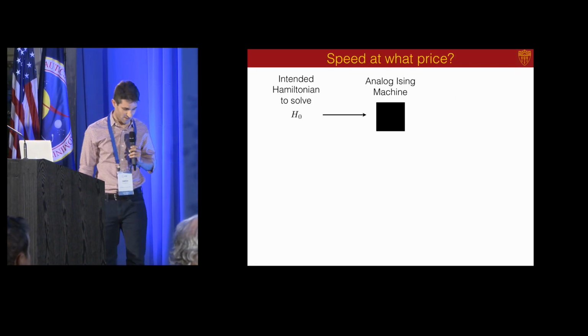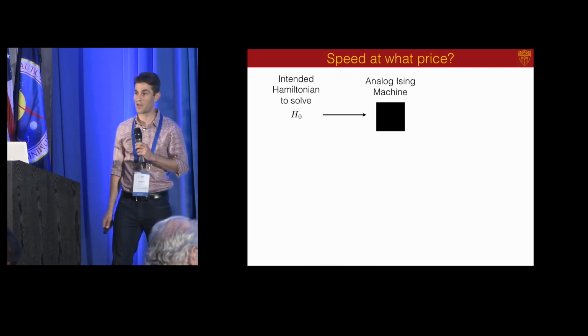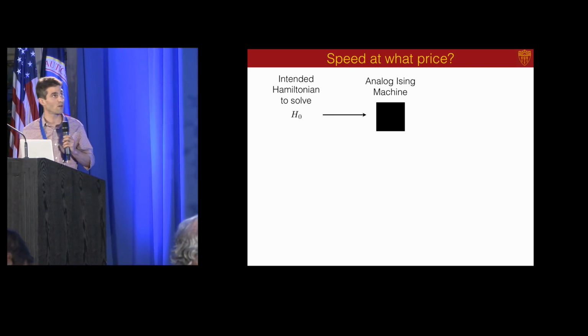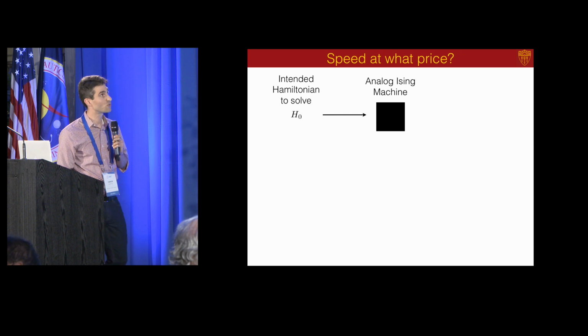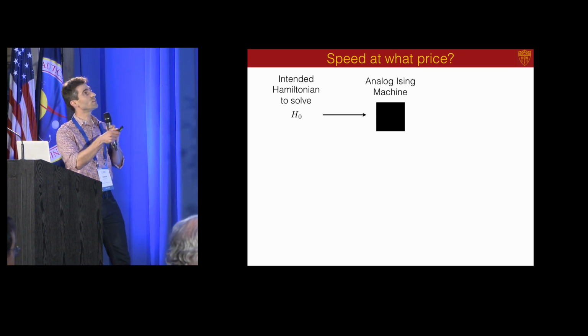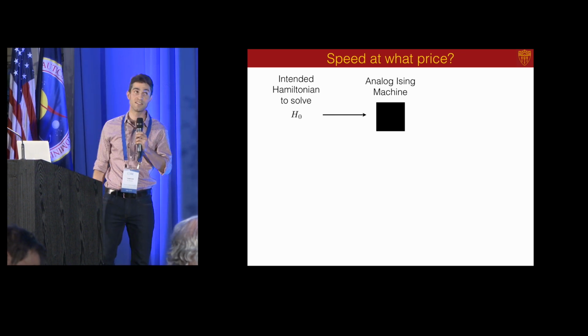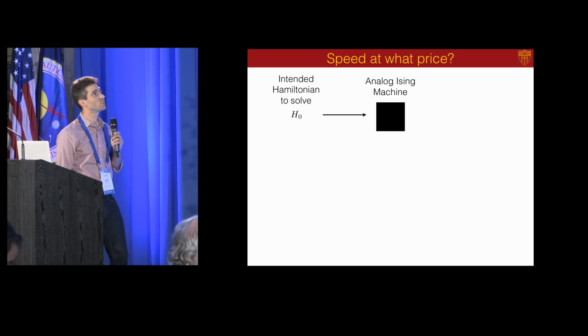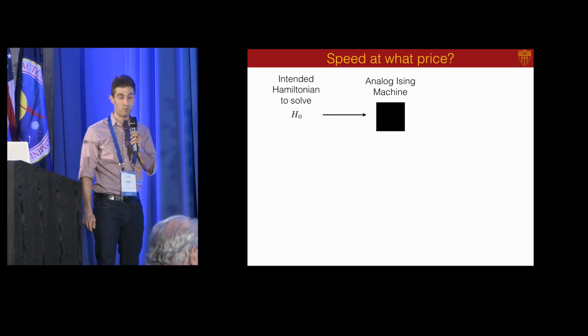But of course, you could ask, what's the price I have to pay, right? To at least start thinking about this question, I want you to think about how you would try to use one of these devices. So for example, let's say I wanted to solve for the ground state of some Hamiltonian H0, which is my intended Hamiltonian. And I program it onto my analog Ising machine, which in this case is literally a black box.